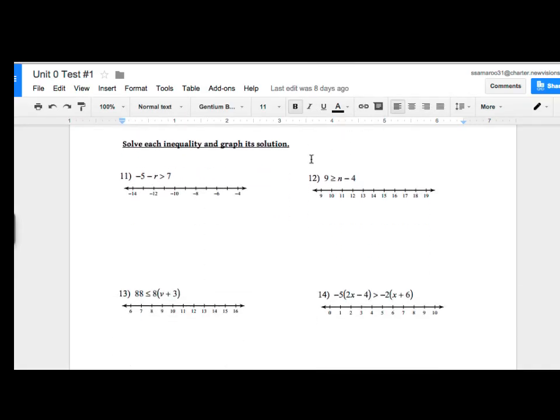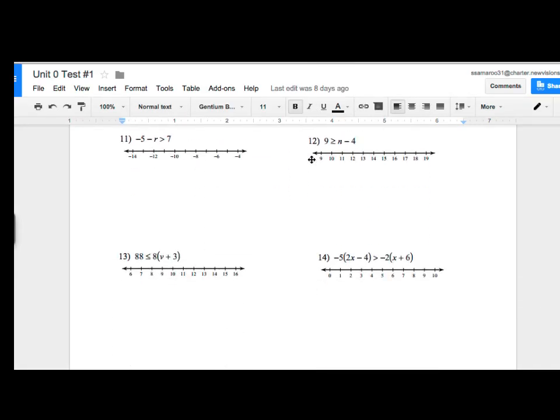Some of us were having some little issue with this. I'm going to take 11 and 12. Miss Ewan, do you want to do one of these two? Take 14? Right, I'll take 14. So, whenever we're doing this, just like you did before, we're going to solve for the variable. So let's take this part over here. Minus 5 is greater than 7.